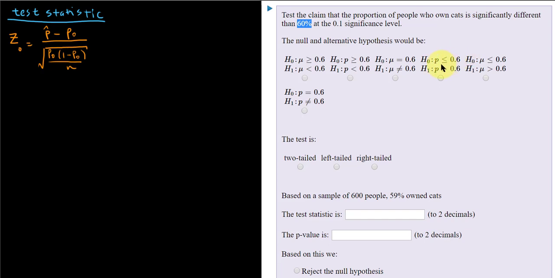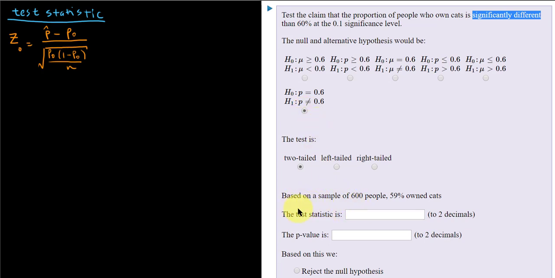But now we want to see, is our alternative hypothesis left-tailed, right-tailed, or two-tailed? Because we're seeing if the proportion of cat owners is significantly different than 60%, that implies a two-tailed test. It is not necessarily looking for a percentage that is less than or greater than 0.6. It's looking for a difference.